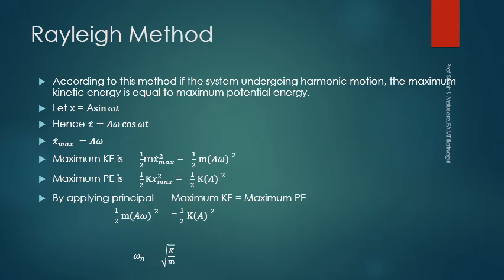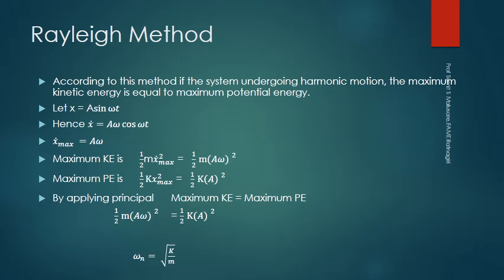We go for Rayleigh's method. According to this method, if the system is undergoing harmonic motion, then the maximum kinetic energy is equal to the maximum potential energy. So energy is either maximum kinetic or maximum potential as per Rayleigh's method. Let x is equal to a sin omega t, hence x dot is equal to a omega cos omega t. So x dot max is equal to a omega. Therefore maximum kinetic energy is equal to 1/2 into m into (x dot max) squared, which is 1/2 into m into (a omega) squared, whereas maximum potential energy is equal to 1/2 kx squared, which is 1/2 into k into a squared.